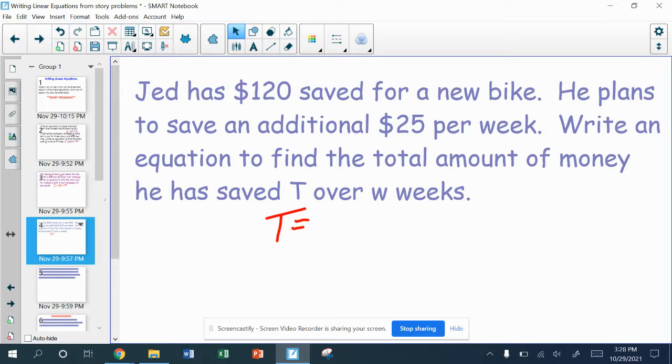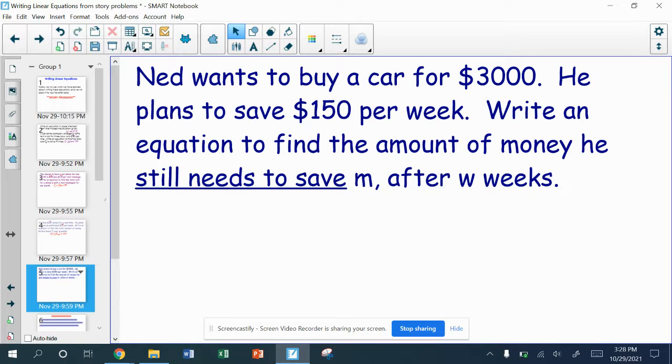So right now you should be thinking about which one do you start with and which one is how it's changing every week. He starts with having $120 right away. And the $25 per week, that's how it's changing. So I would have $25 every week. Whoops, sorry, my computer just went a little crazy there. And he already has $120 saved, right? So far, all we've been doing is just translating these story problems into linear equations.